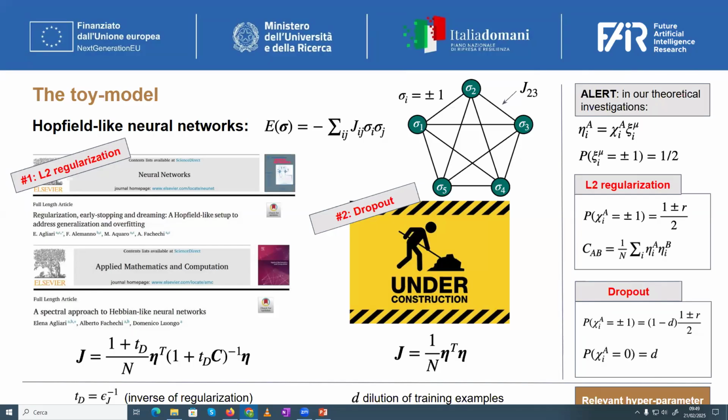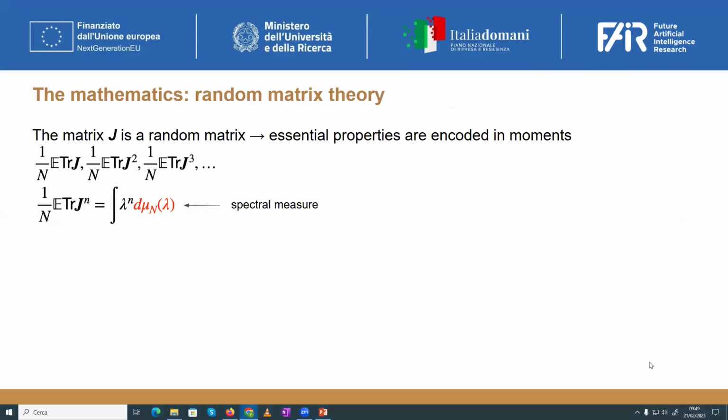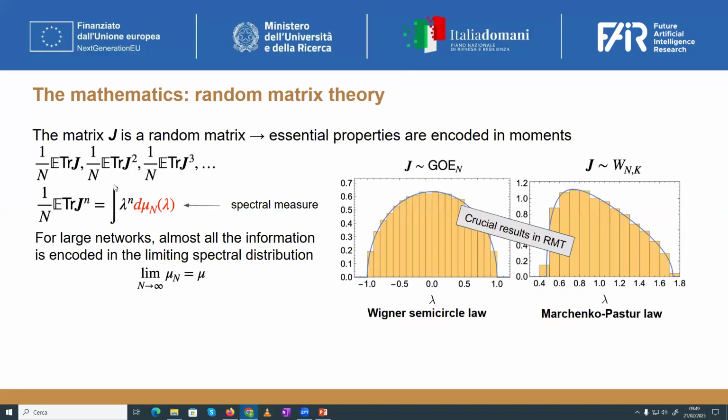The crucial point is that the training samples, as I said, are random variables, so the coupling matrices themselves are random matrices. And this is the point at which random matrix theory comes into play, because generally for a random matrix, the relevant information is encoded in a single function, which is the so-called spectral measure. And in particular, the crucial result in random matrix theory is that for large matrices, the essential information is captured by a single function representing a given ensemble of random matrices.